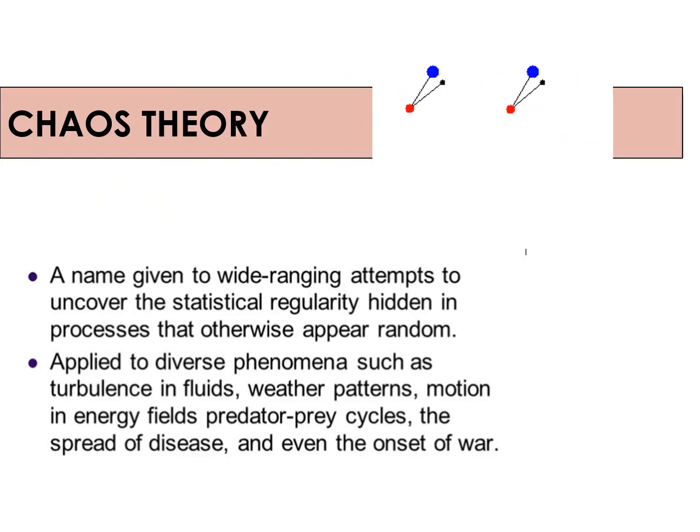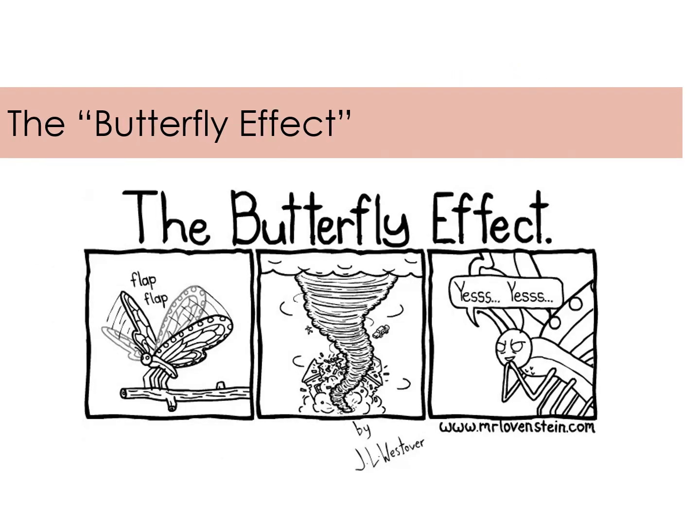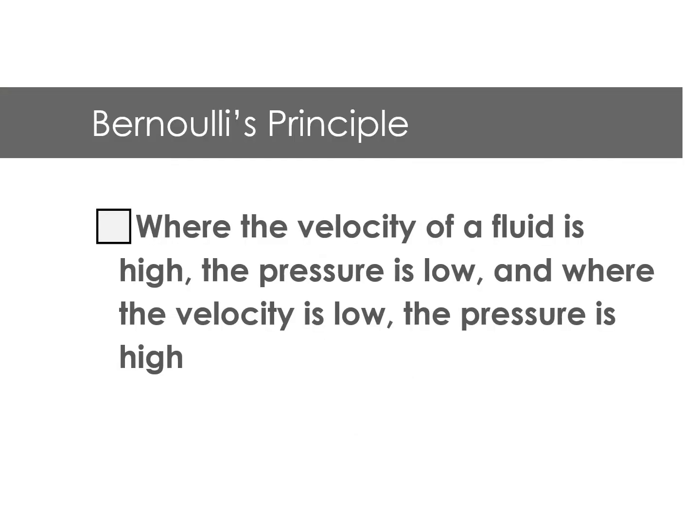Chaos theory. So let's think about this. It's a name given to wide-ranging attempts to uncover the statistical regularity hidden in processes that otherwise appear random. When we think about this, it's applied to diverse phenomena such as turbulence in fluids, weather patterns, motion and energy fields, predator-prey cycles, the spread of disease, and even the onset of war. We have what's called the butterfly effect, right? You affect one thing, you change one thing, and all these other things will then change.